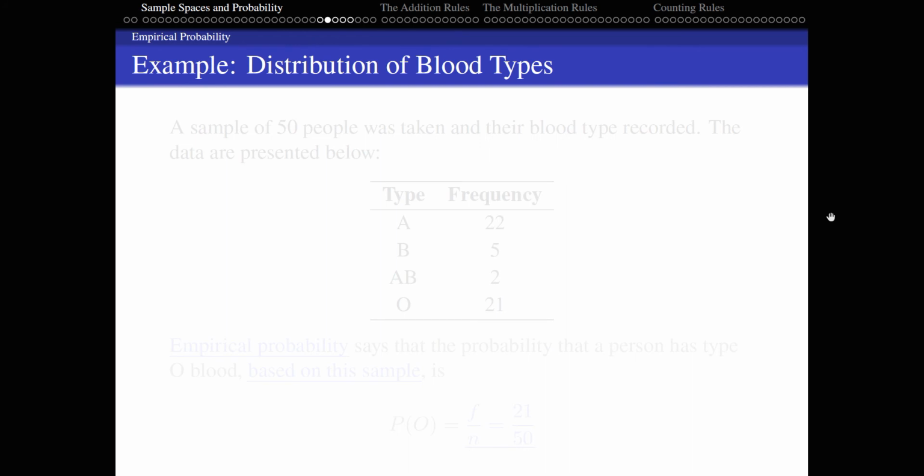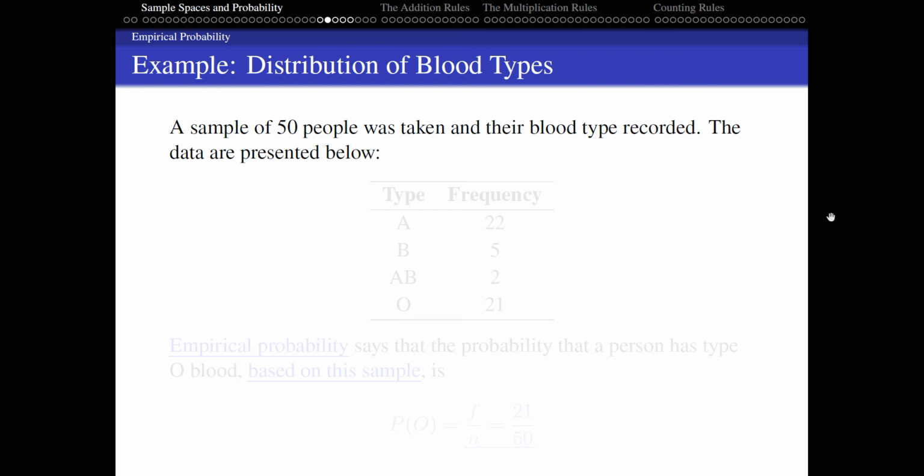So for example, let's look at the distribution of blood types. Now in classical probability, we would find the sample space A, B, AB, O, 4 different blood types, and we would assume, recall the big assumption in classical probability, that they are all equally likely. We would assume that there's a 25% chance of getting each. However, with empirical probability, we don't have to do that. We just have to go collect data and see how often each of these events occur.